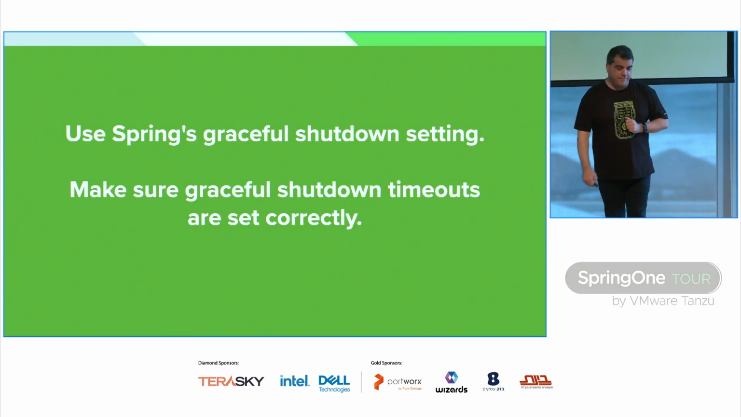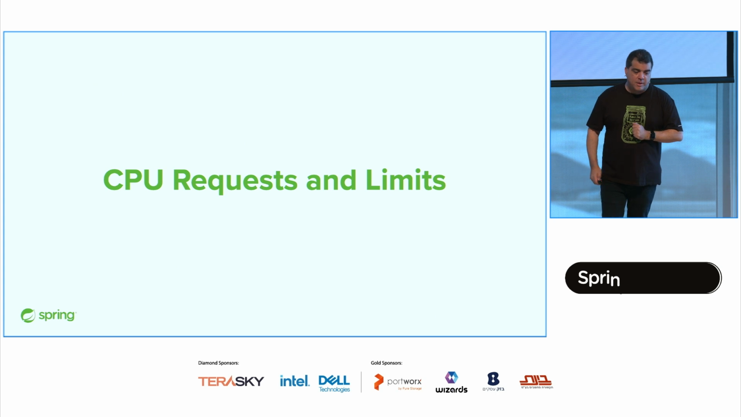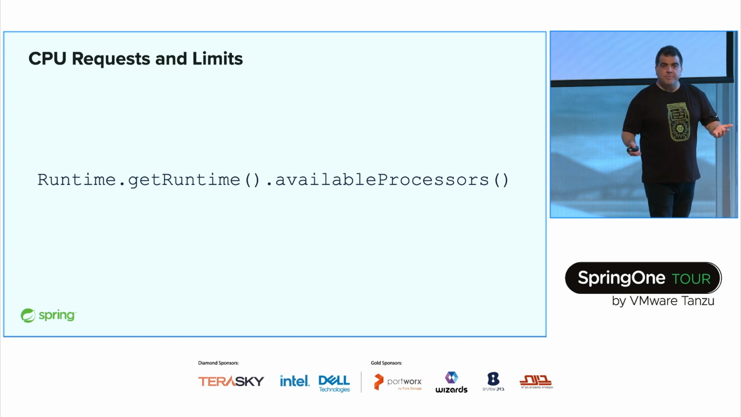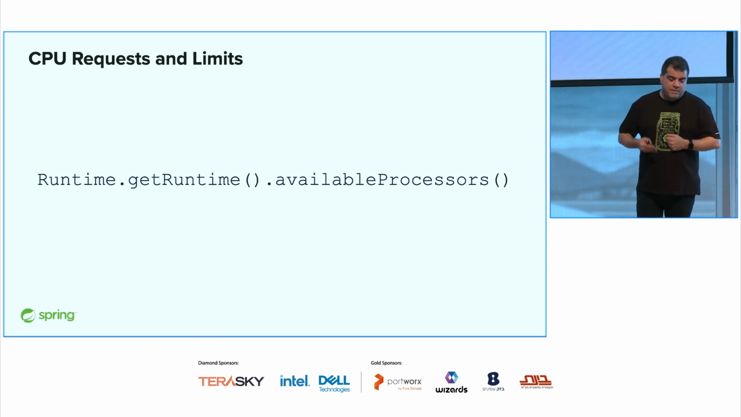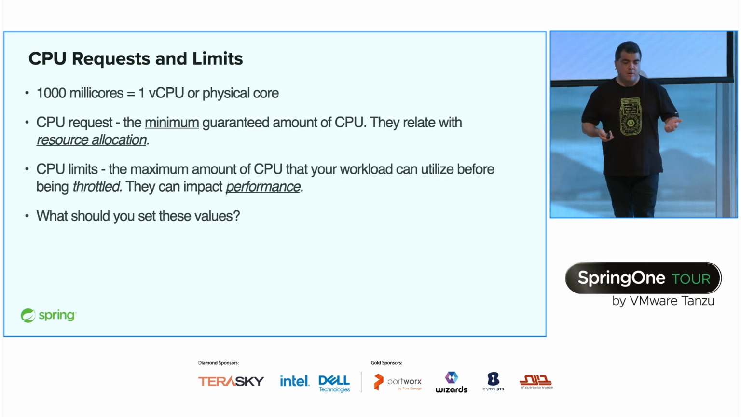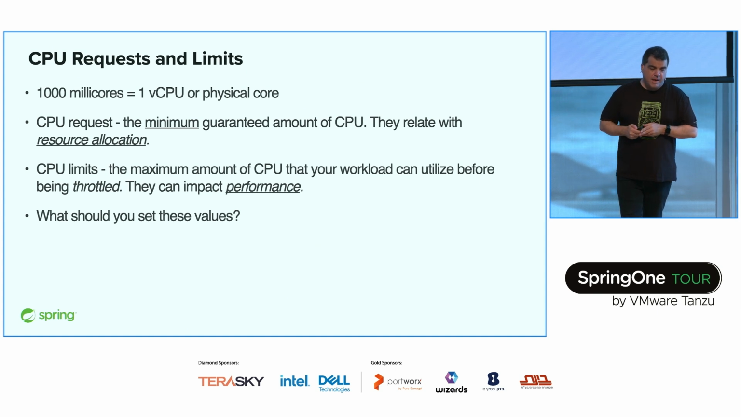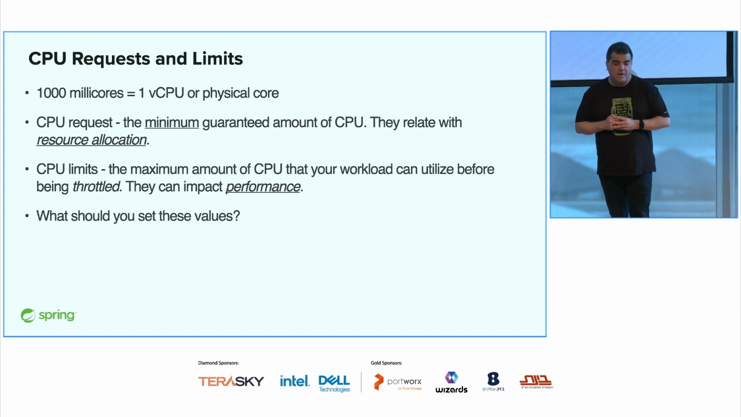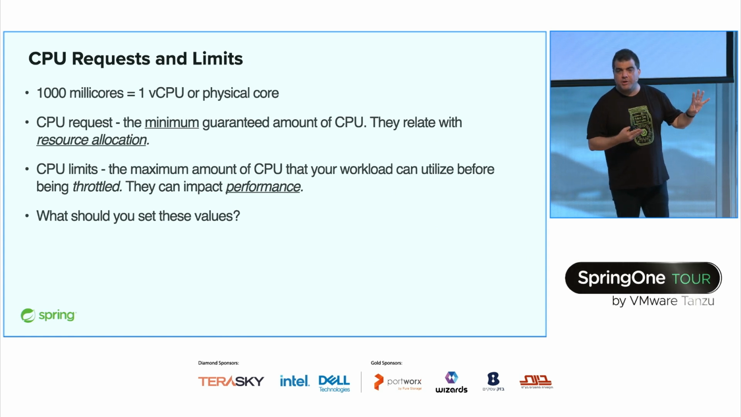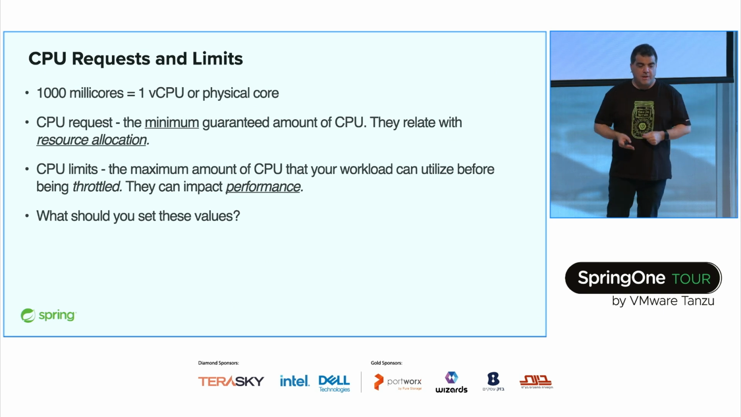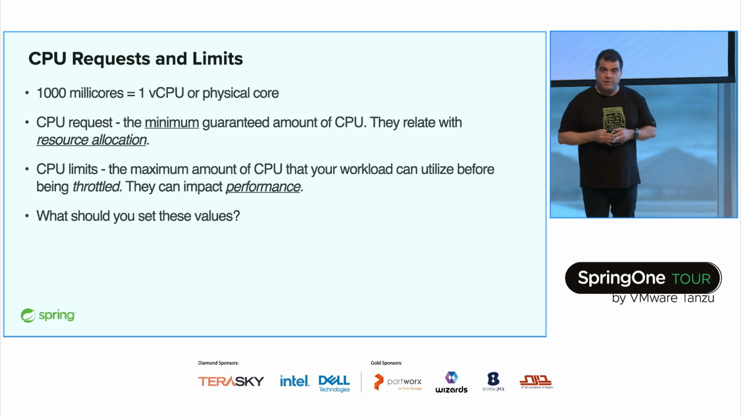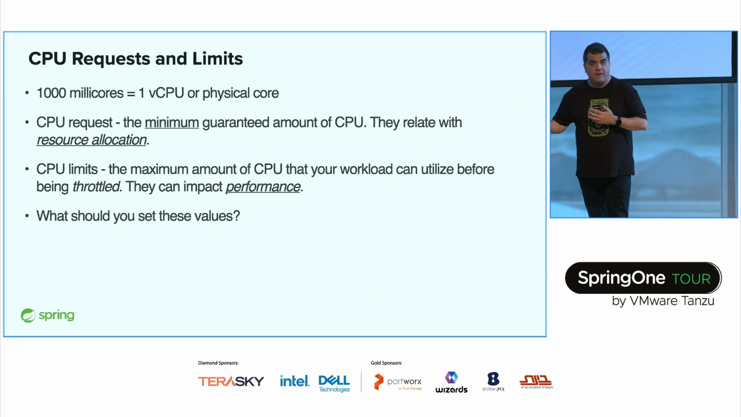All right, last two items, CPU requests and limits. As we said, there are a lot of assumptions being taken by the JVM based on the number of available processors in our application. In Kubernetes, 1,000 millicores equals 1 vCPU. And this is basically the minimum guaranteed amount that we're going to have, right? This CPU request is related to resource allocation. It has nothing to do really with performance. CPU limits, on the other hand, allows you to start throttling your application if you consume too much CPU. So it can impact performance.